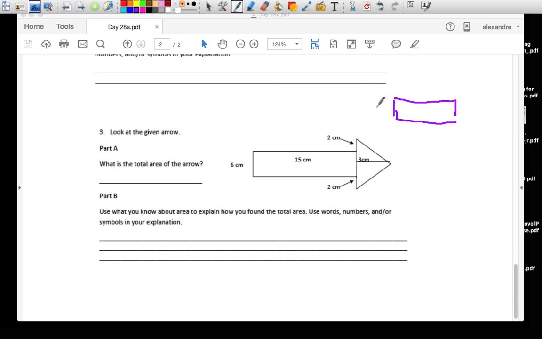I know that this is 6 and this is 15 according to everything. So the area of this rectangle would be 6 times 15. Okay, 6 times 15. It's not dot. 6 times 15 will give us 90 centimeters squared. Okay, so that's the area of the rectangle.